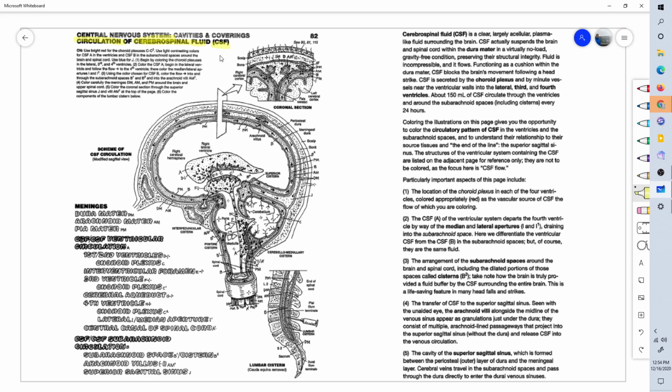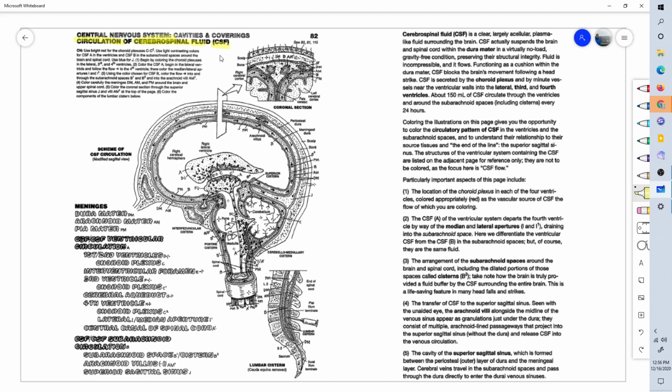Cerebrospinal fluid is very important as it is a fluid that surrounds the brain. It is not compressible. Fluid is not compressible. And it provides a support structure when the head is undergoing trauma or has been struck in a car accident, for example. It's important that the brain does not move backward and forward inside the head, and this fluid helps to prevent that.